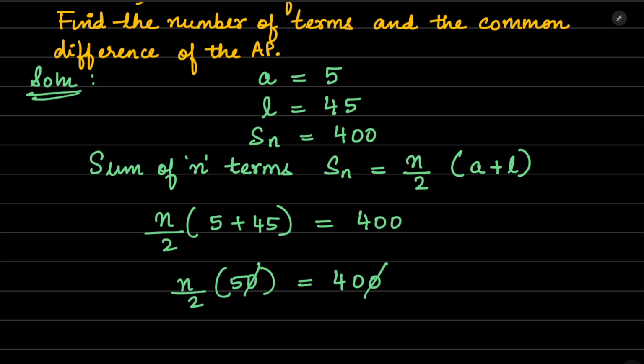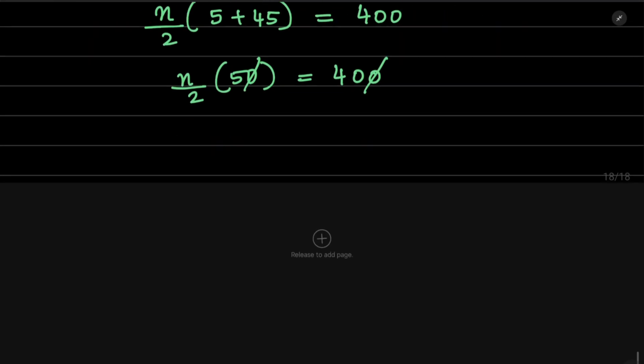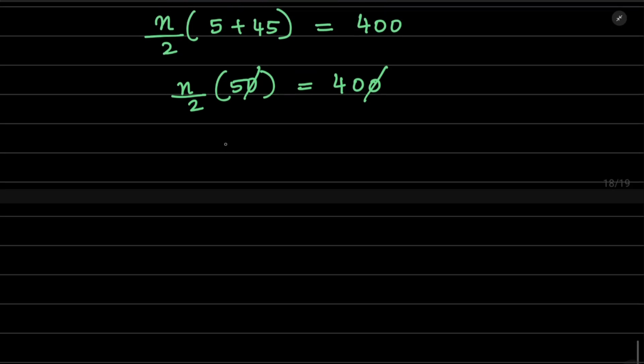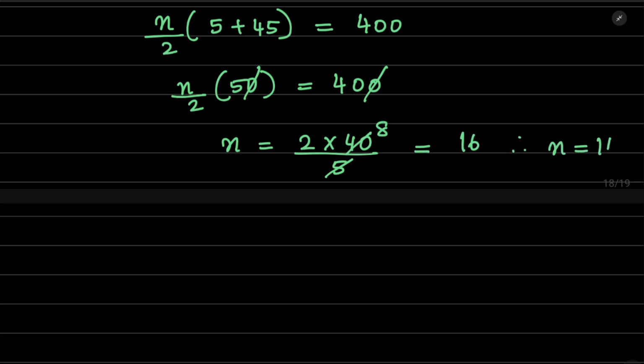This 0 gets cancelled, cross multiply. So you have n equal to 2 into 40 divided by 5. 5 8s are 40. 8 into 2 is 16. Therefore your number of terms is 16.